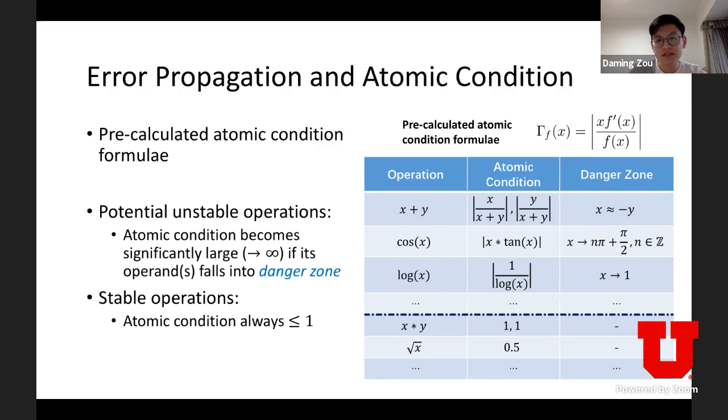And by analyzing this formula, we can distinguish these operations into 2 categories. The first one is potentially unstable operations, such as addition, cosine, and log. For this kind of operations, their atomic condition can become significantly large if the operand falls into the danger zone. And the other one is stable operations, such as multiplication and square root, because by analyzing their formulas, we find that the atomic condition on these operations is always less than or equal to 1.